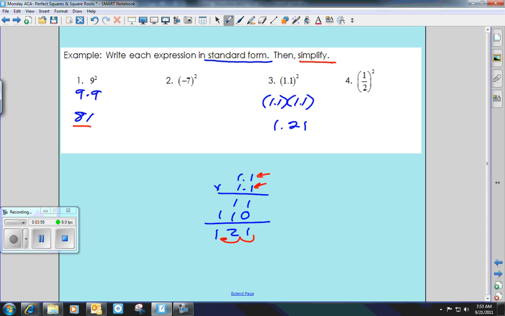Over here for number 4, we have 1/2 times 1/2. So 1/2 squared is going to be 1/2 times 1/2. What I would like you to do is multiply that as a fraction, not as a decimal. You could change it to a decimal, and many of you probably already know what 1/2 is as a decimal, and multiply that times itself. But I would like you to see it with 1/2 times 1/2. Now remember, we multiply our numerators and multiply the denominators when we're multiplying fractions. Okay, so tell me what that answer would be.